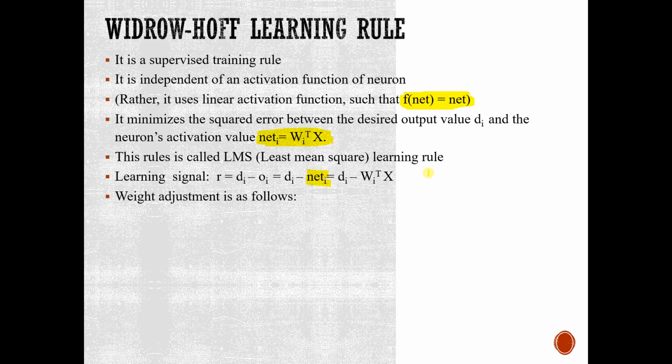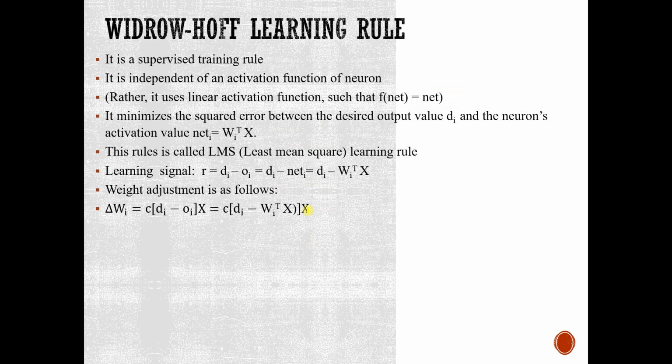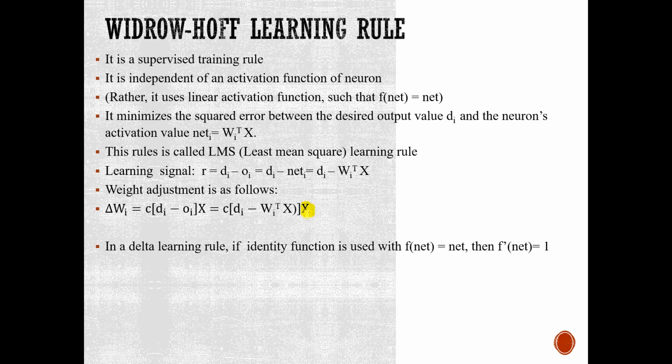So what is the weight adjustment? We usually have three things which are multiplied. The learning signal, that is r, is multiplied with a learning constant and then with the input vector. So here this di minus oi is nothing but the learning signal, and here it is replaced with wi transpose x. So you can write it as net of i also. And then you need to multiply with the input vector x.